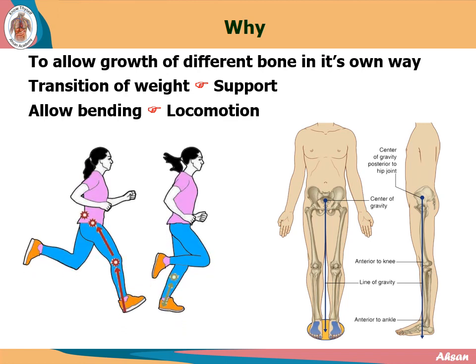At the place of the joints, we can bend. With the help of that, we can move forward by running or walking, and this is called locomotion.